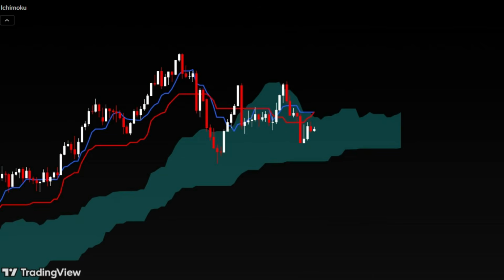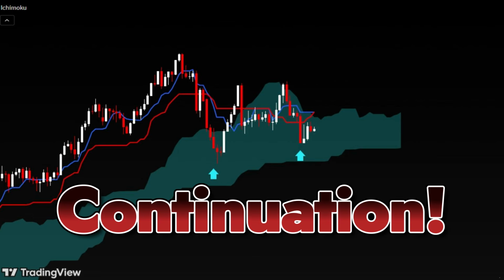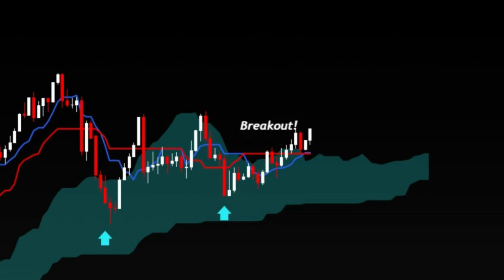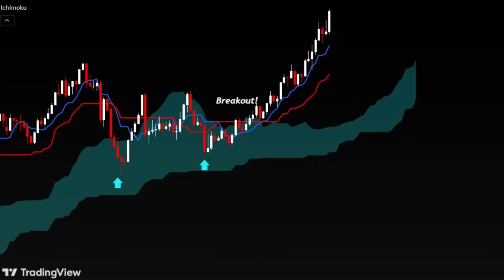Now here's an important point. When candles get stuck inside the Ichimoku cloud and fail to break through it, price may simply continue moving in the same direction. In other words, it becomes a trend continuation signal. You can see clearly on the chart. The candles stay above the cloud and both Ichimoku lines are moving in harmony with the trend. So from this point, we can reasonably expect a probable upward move to follow.